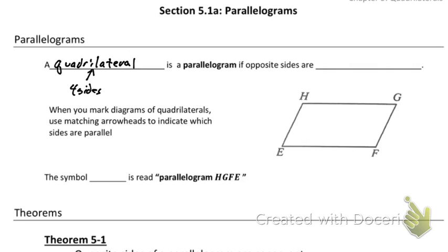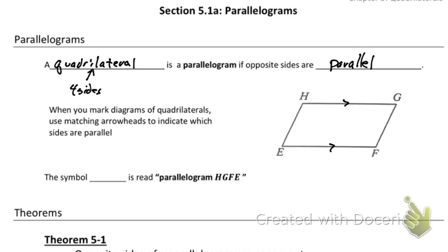A quadrilateral is a parallelogram if opposite sides are, this is going to blow your mind, parallel. And if you ever forget how to spell parallel, there are parallel lines in the word parallel, so it should have two L's. So opposite sides are parallel. HG must be parallel to EF. Whenever I say something's a parallelogram, it's always a good idea to draw on there that I have two parallel lines. The other pair are also parallel, HE and GF.